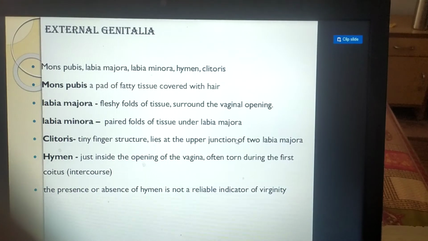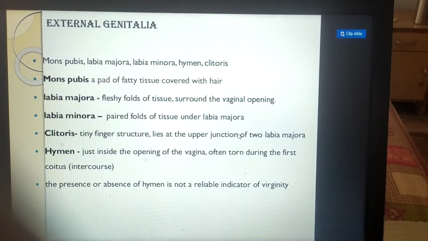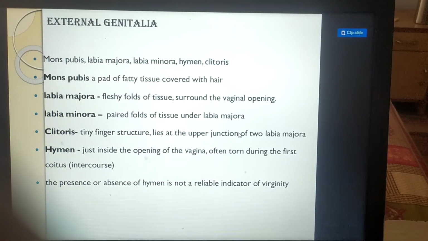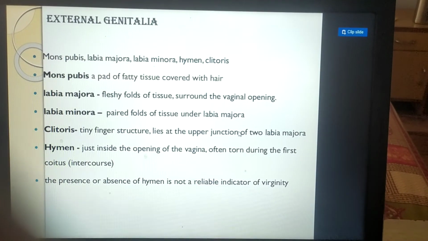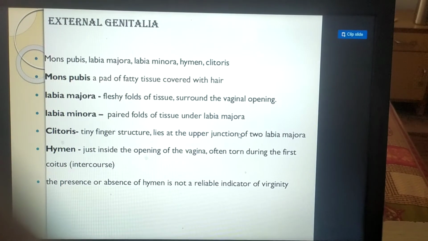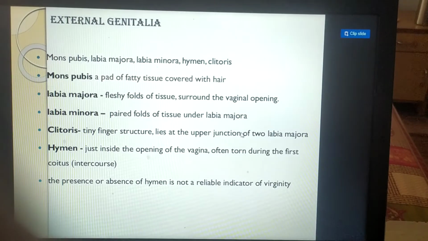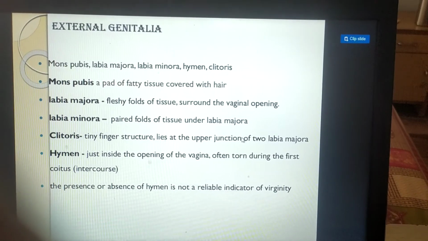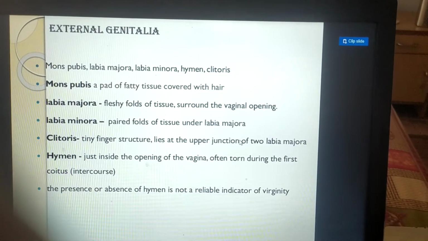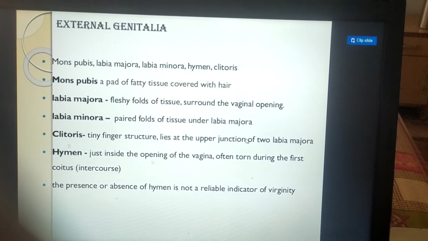Hymen is just inside the opening of the vagina, often torn during the first coitus, that is intercourse. It can also be damaged due to vigorous exercise. So the presence or absence of hymen is not a reliable indicator of virginity. It doesn't decide whether the female is a virgin or not. The presence of hymen does not indicate the sexual status of the female.